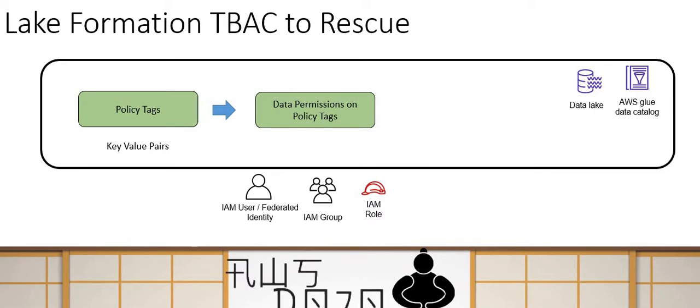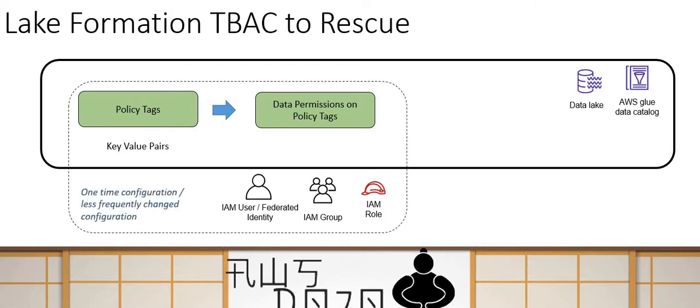So you can simply say that these key value pairs, for these following types of key value pair based data resources, the following IAM users or group will have access. For the other key value pair based resources, I will have some other access. And this task you do once, okay? So you define your policy tags and you define data permission on the policy tags.